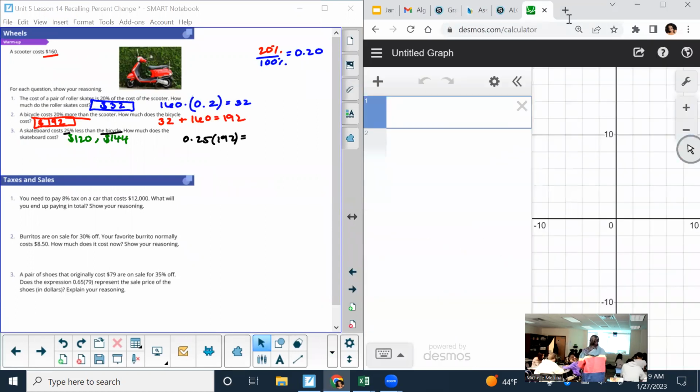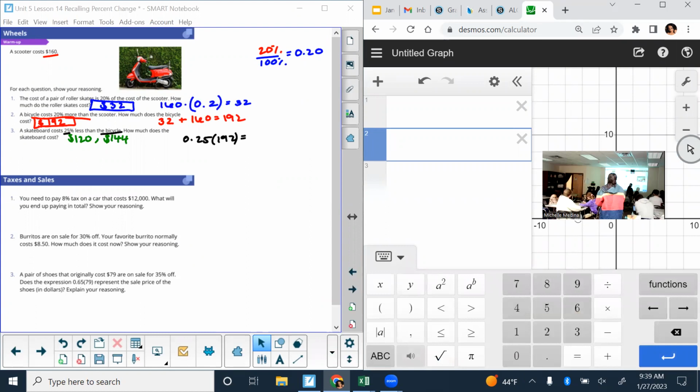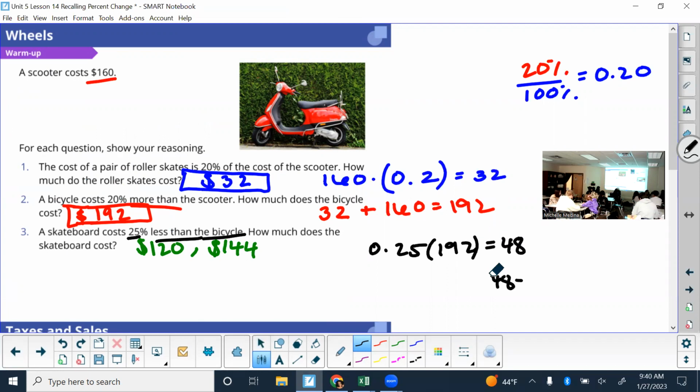I don't have these calculations known by heart yet. So 0.25 times 192 is 48. Now, does that mean that the skateboard costs $48? The skateboard costs 25% less than. What operation is less than? So is it going to be 48 minus 192 or 192 minus 48? Good, which is what? Good.